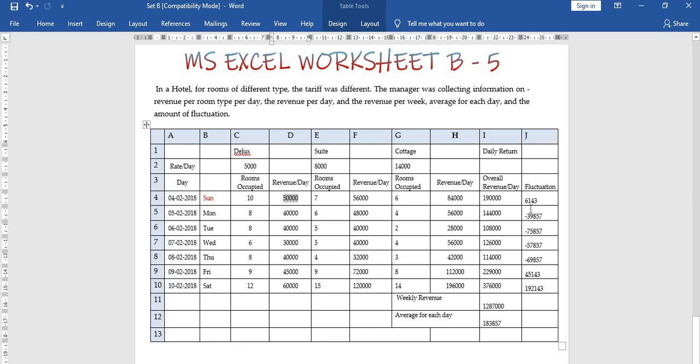weekly average, it was above. That means whatever the weekly average was, on Sunday the value was more than that. But on Monday, it fell down because the number of rooms booked on Monday was quite less. But again on Saturday, it soared up. So here is the weekly average and here is the day's value. This is the fluctuation. Okay, now you need to do it, and then if you would like to cross-check your answers with my answers, you are most welcome.